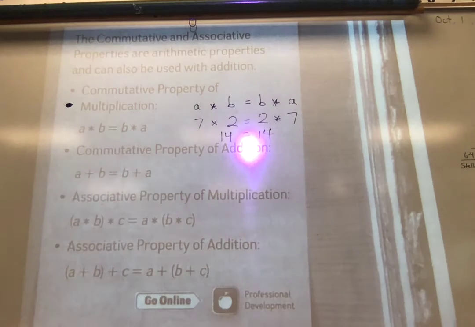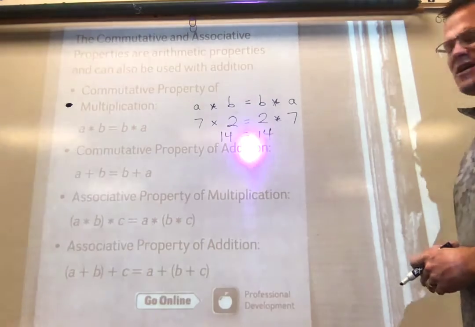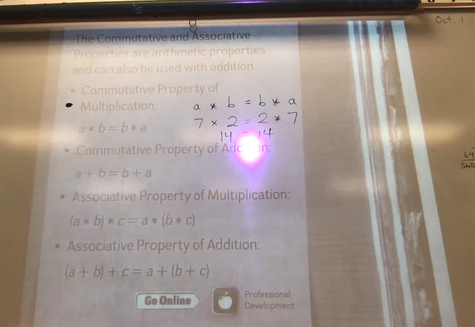That works in addition, and it works in multiplication. And again, we're going to be using that property again today to help us with multiplying fractions a little bit. And we're going to show you that here in a bit.